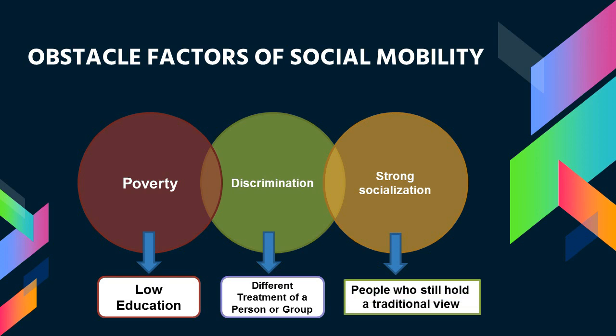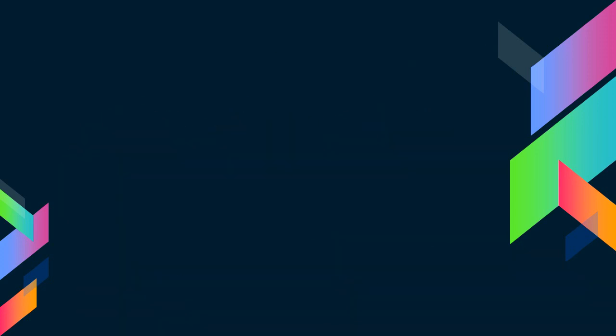Second, discrimination. Discrimination is the differentiated treatment of a person or group for some reasons, like differences in nation, ethnicity, race, religion, or social class. Third, strong socialization. People who still hold a traditional view will find difficulties to have social mobility.